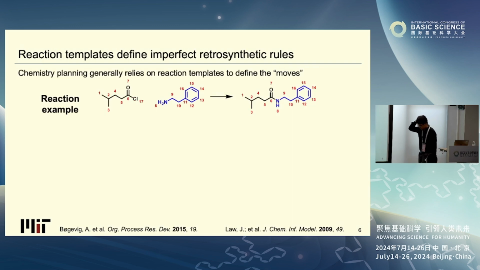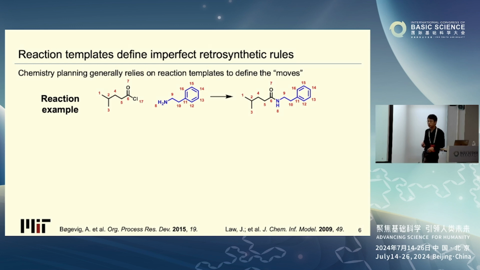And so to be able to find these pathways, we need to digitally encode these chemical reaction rules, which we call reaction templates. This is a chemical reaction, and you can see that not all the atoms in these molecules react, but there are certain atoms that actually change during the reaction to form new bonds.